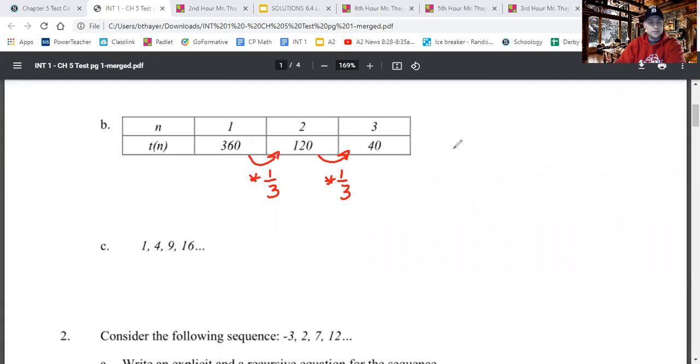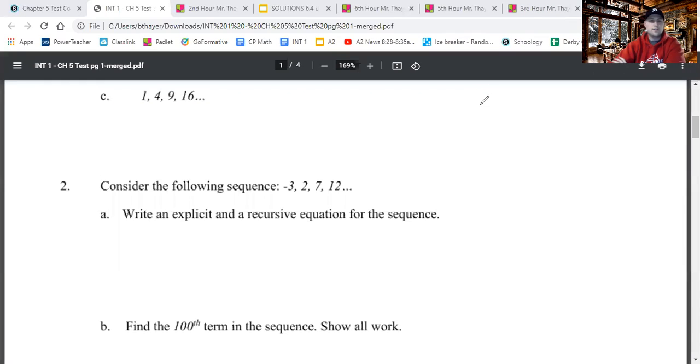For part B, you'll see we're multiplying by 1/3. Now you might think of it as dividing by 3, but remember we're thinking of a multiplier. So times 1/3, which would also make this geometric, with that common ratio of times 1/3. And finally, for part C, this one is neither arithmetic nor geometric because there is no common difference and there is no common ratio or multiplier.